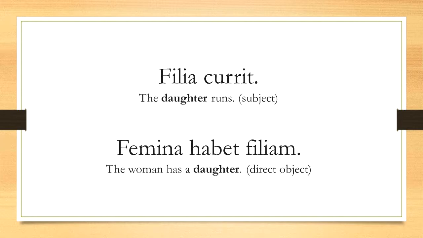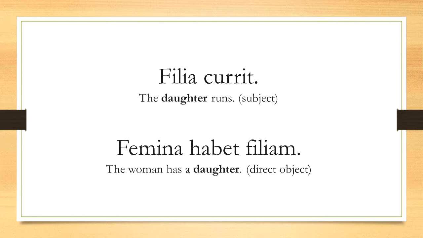Latin works a little differently. The subject and the object of the sentence are indicated with different endings to the word. We call those different endings cases. For example, the Latin word filia, which means daughter, will be spelled differently depending upon whether the daughter is the subject or the object of the sentence. In the sentence, the daughter runs, the word appears as filia, which has an A ending, filia currit.